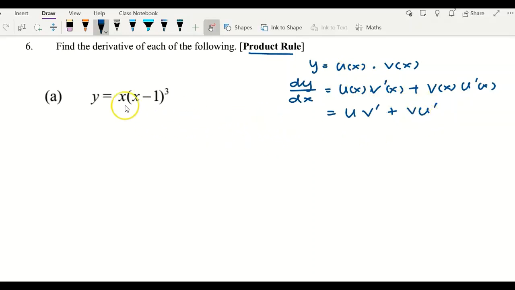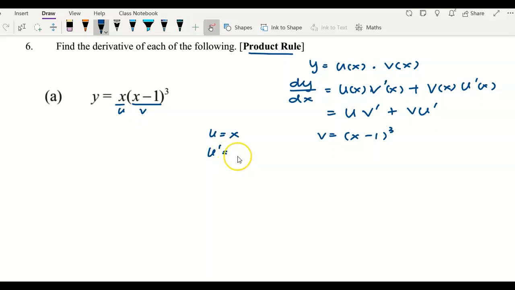All right. For this question, I have four examples showing how to apply the product rule. For the first one, y equals x multiplied by (x minus 1) cubed. First of all, I will assume u as x, and v as (x minus 1) cubed. So I write this down: u equals x, and v equals (x minus 1) cubed. In the formula of the product rule, we can see that we need v prime and u prime.